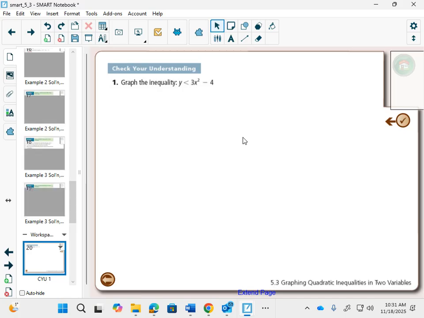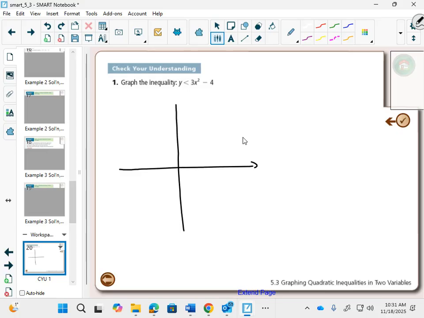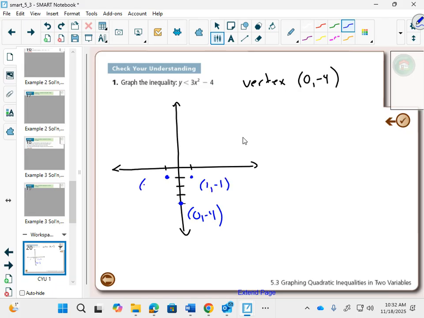Example 1 is a nice one because you do not have to complete the square. Can you see that this is already in the right form because there's no other x? Our vertex would be 0 and negative 4. I can plug that point in and label. Does this one open up or down? It opens up. And the fact that there's a 3 there, you could use the shortcut of going over 1, up 3 to find another point. So I would have 1 comma negative 1 and negative 1, negative 1. And my parabola is opening up.